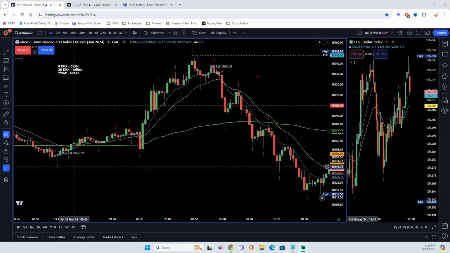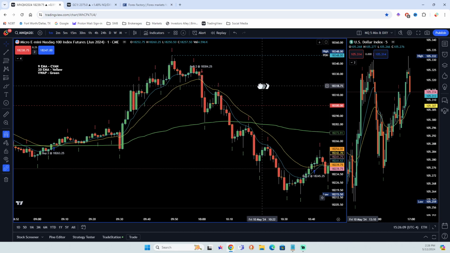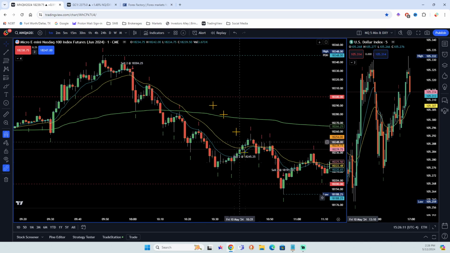And then later on in the day, we got another close above, but as you can see, we're below the VWAP. This is an example of what not to do. I'm not sure why I did it. I wasn't paying close enough attention or whatever.